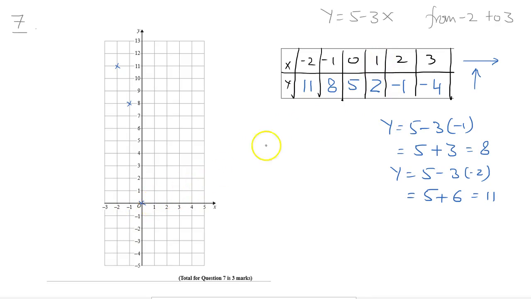Yes, this is our mistake. If it is 1, 5 minus 3 is 2. So that is 1. At 1 it is 2. What mistake we have done? Yes, this is wrong. 0 and 5. It's very common to do this kind of mistake. X is 0 and Y is 5.